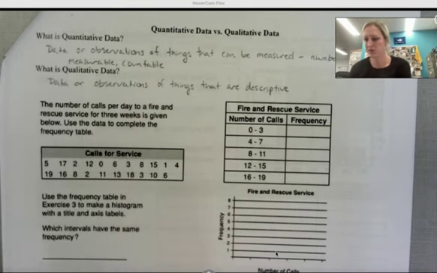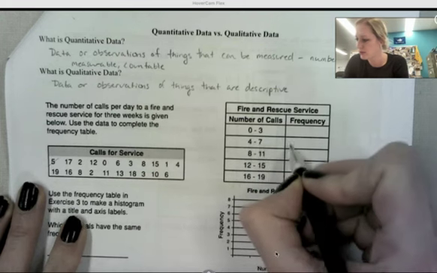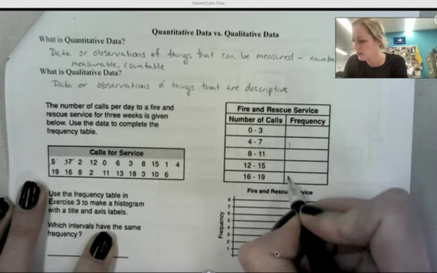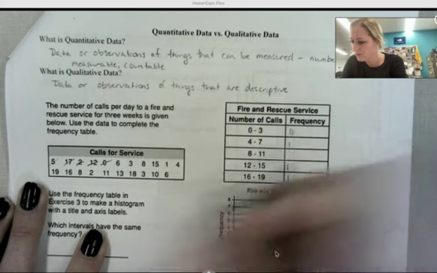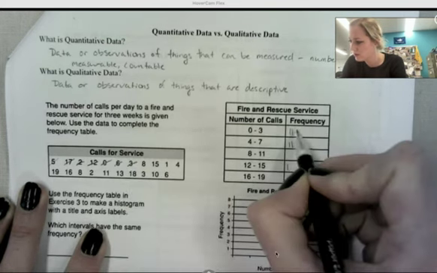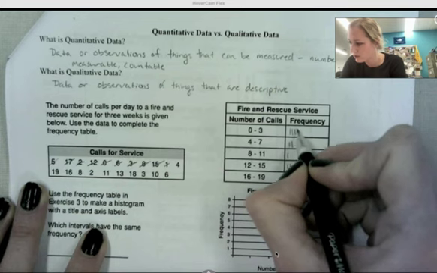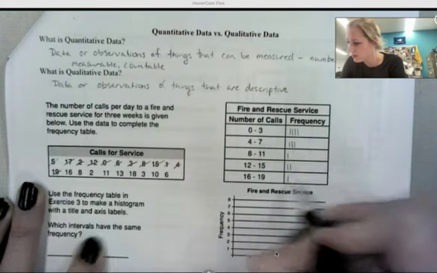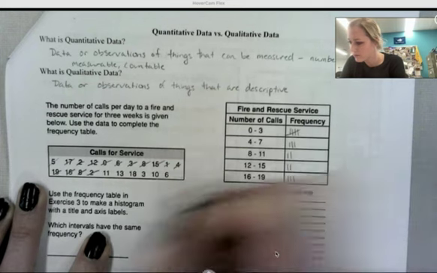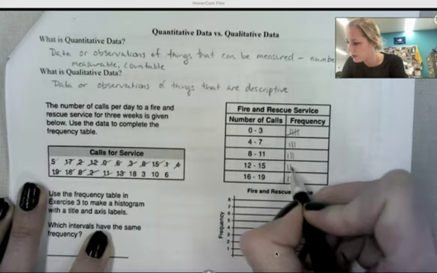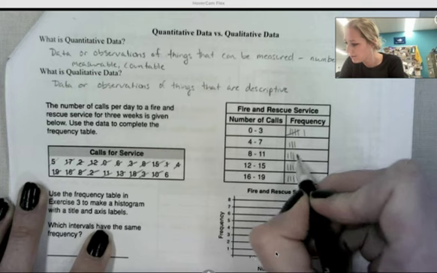Okay, so frequency is how often something occurs. So 5, I'm going to cross these off as I go. 5 falls between here and here, so I'm just going to use a tick mark. 17, 2, 12, 0, 6, 3, 8, 15, 1, 4, 19, 16, 8, 2, 11, 13, 18, 3, 10, 6.